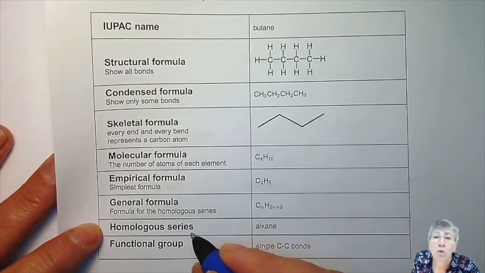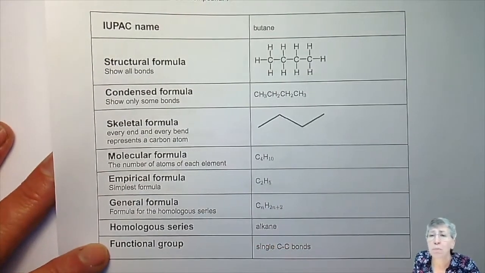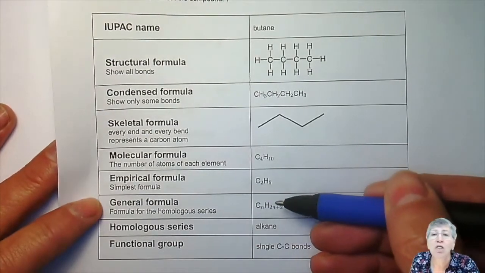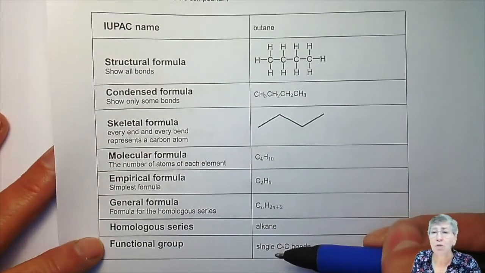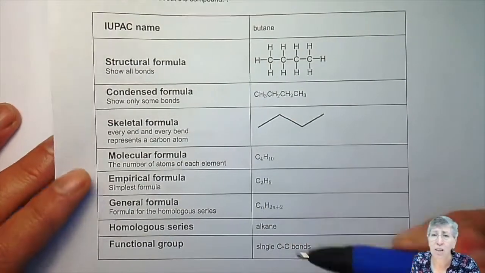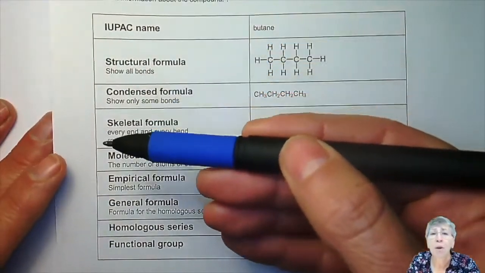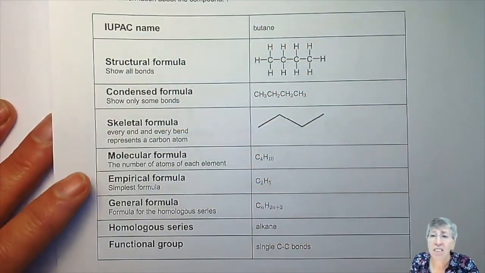And then they can also ask homologous series and functional group. So obviously if they ask you the general formula and you give the functional group, they can't give you marks, or the other way around. So be very careful what they're asking and answer that question.